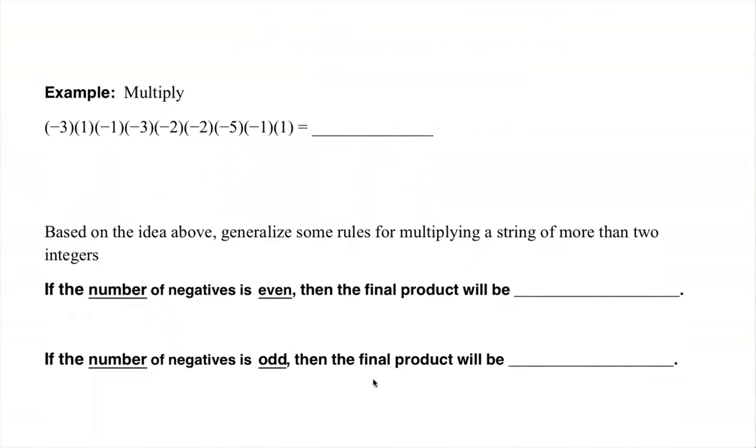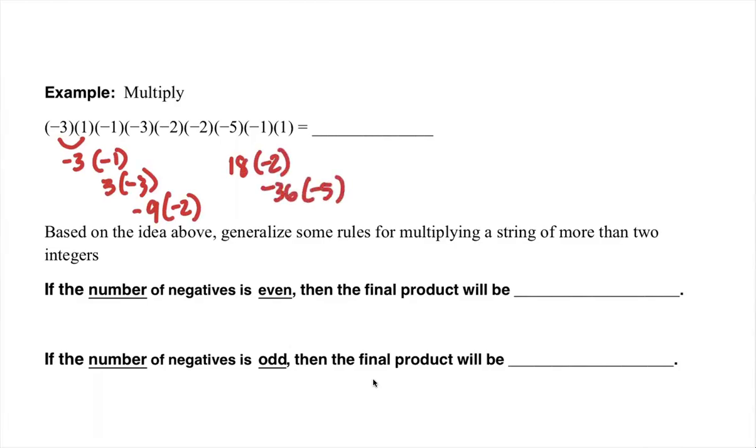Let's see, that would be 9, 3, let's see, -3 times -1, so +3 times -3, so -9, +18. I'm going to come back up here, times a -2, -36 times -5. And I'm going to my calculator on this one. 36 times 5 is 180. So a +180 times a -1 times a positive. So -180.